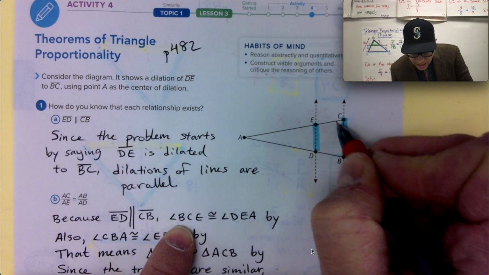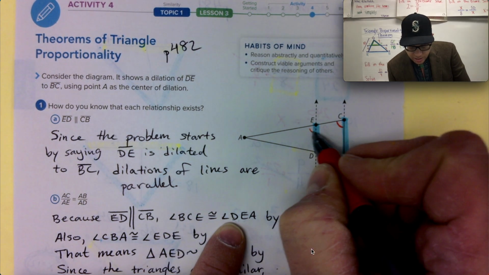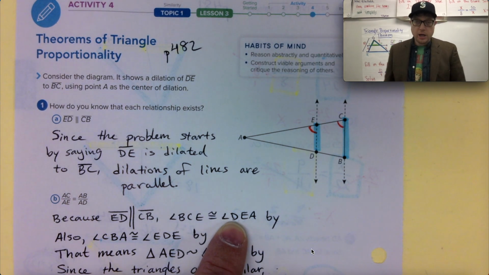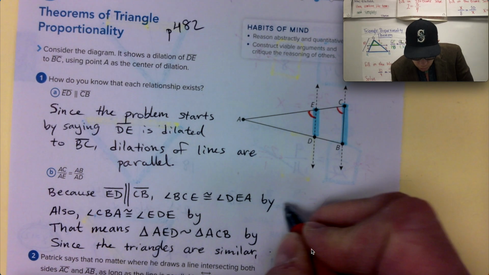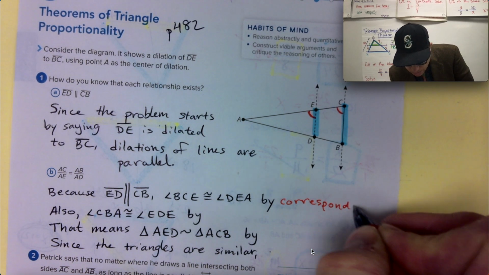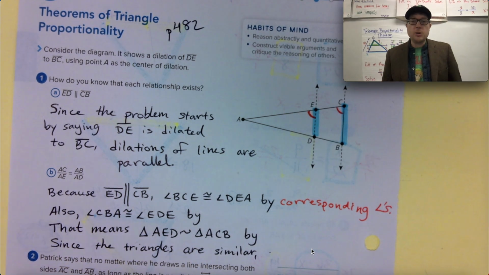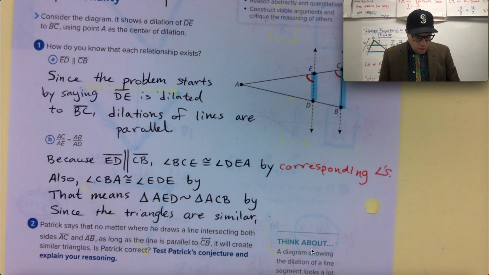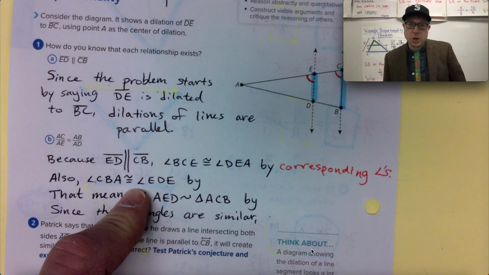BCE is this angle in that corner, and DEA is this angle in this corner. And because they're on parallel lines, you got to remember back in the previous module 2 maybe, those are corresponding angles. And corresponding angles on parallel lines, I'm going to use the angle symbol, corresponding angles on parallel lines happen to be congruent. Same size.